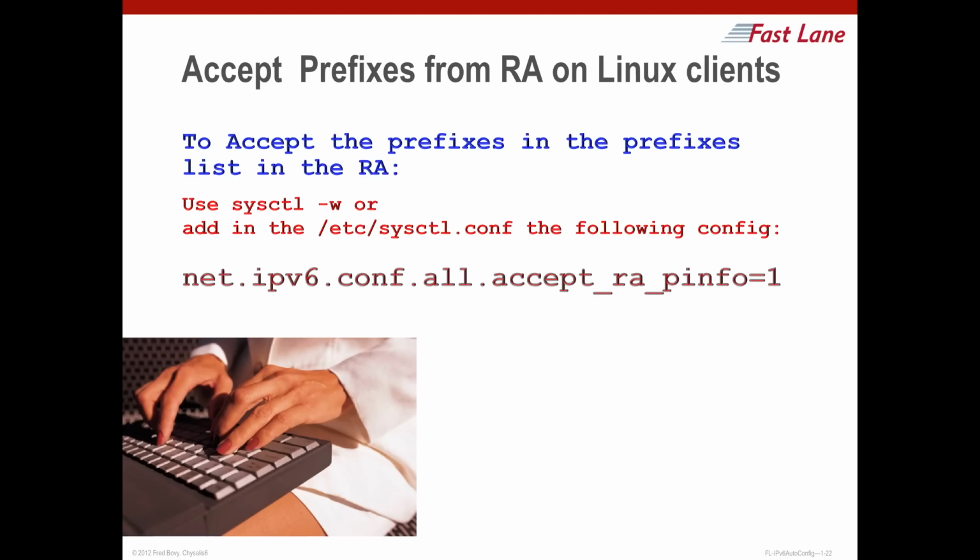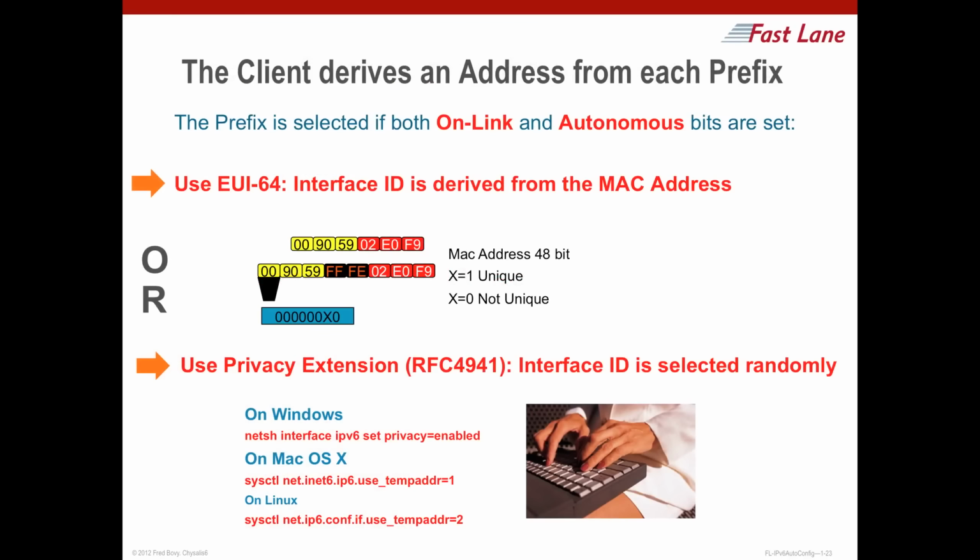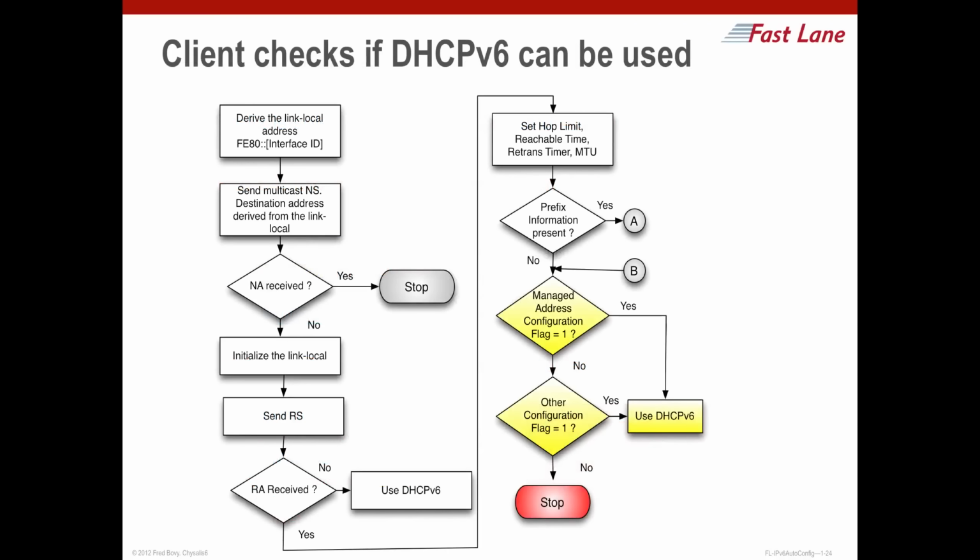The prefix information can also be configured on Linux if you want to accept this prefix information or not. And again, for each prefix we received with the flags permitted, we derive an address either from the MAC address, or from a random value if we use privacy extension.